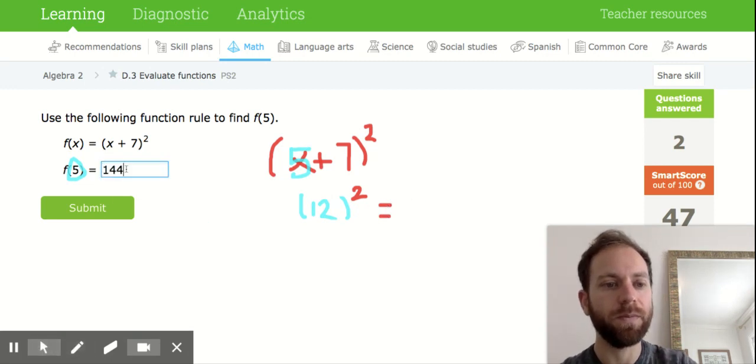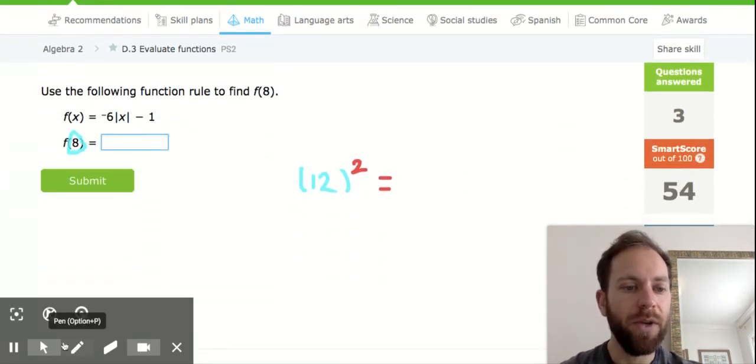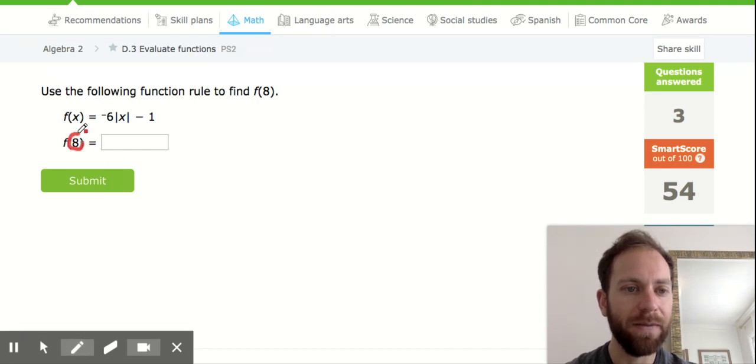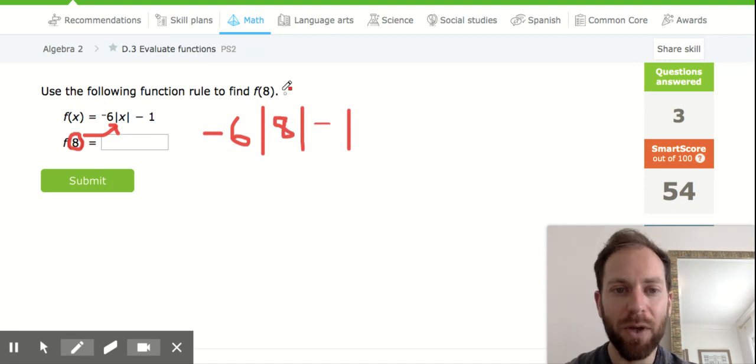All right, here we have a different idea, the idea of absolute value, right? So let's go ahead and solve this. When we put in an 8 for our x, let's go ahead and write that out, negative 6 times the absolute value of 8 minus 1. Now remember, the absolute value just says evaluate whatever's inside here as how far it is from 0. 8 is 8 units from 0, so it's still just 8.